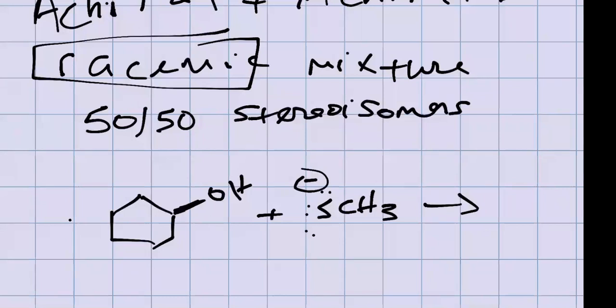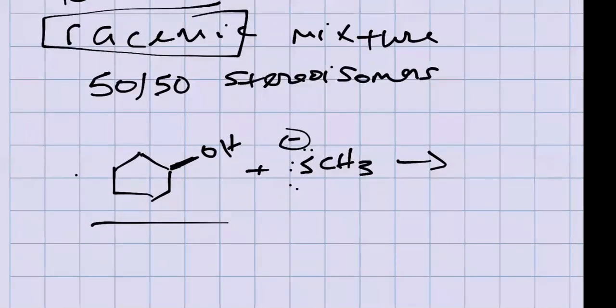right? So this is not chiral. Why not? Somebody tell me. Because the carbon is connected to other carbons, and they're all identical. Is that right? This carbon and this carbon are the same. So it's symmetrical. So that's not chiral. And then this is also not chiral.